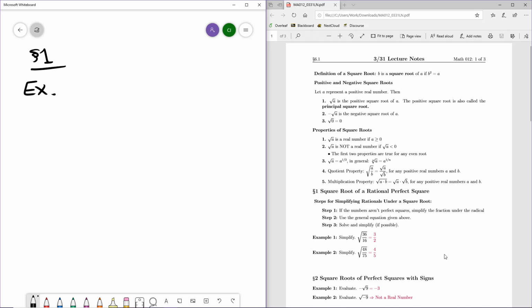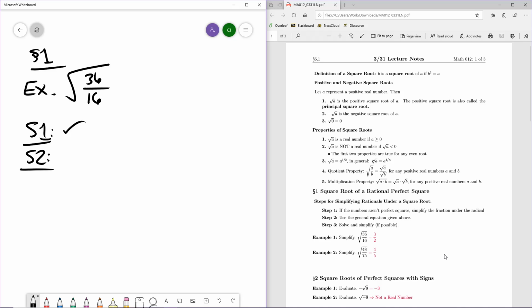Example 1 states it wants us to simplify the square root of 36 over 16. So how do I simplify the square root of 36 over 16? If we look at the steps, step 1 says if the numbers aren't perfect squares, simplify the fraction under the radical. So I'm going to look at the numerator and the denominator. The numerator is 36. 36 is a perfect square because 6 squared is 36. And 16 is also a perfect square because 4 squared is 16. So step 1, in this case, done.